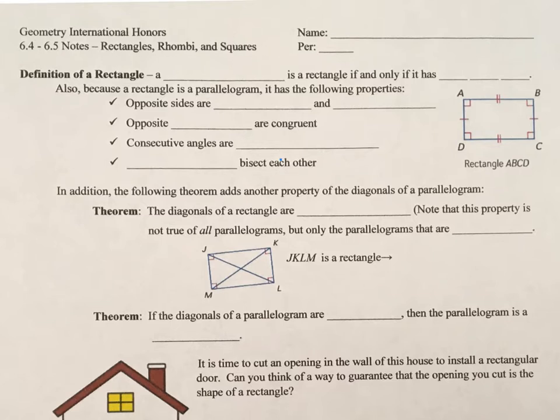In fact, as we look at our definition of a rectangle, we define it like this. A parallelogram is a rectangle if and only if it has 4 right angles. All right, so a rectangle is definitely a type of parallelogram, and since it is a parallelogram, that means a rectangle has all the properties that a parallelogram would have.